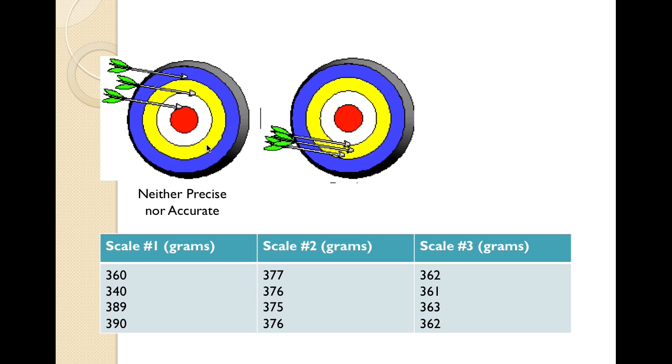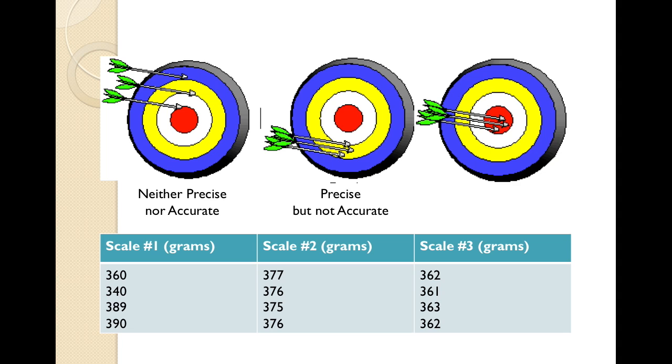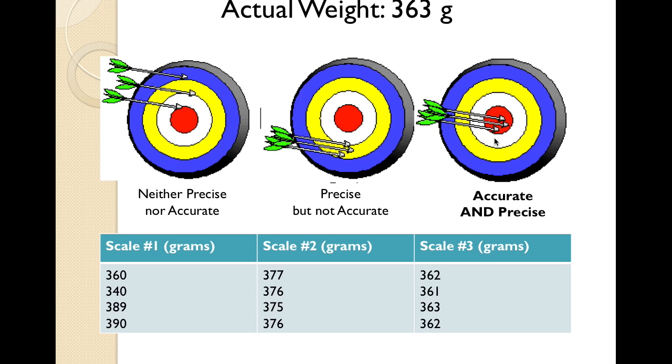In the second scale, we have 377, 376, 375, 376. All of the measurements are very close together, but it's very far off from the 363 grams that we remember that Optimus Prime action figure weighed. This is precise but not accurate. And the last one, which is 363, 361, 363, 360, and 362. This is both accurate and precise to the measurement of 363 for the actual weight of the action figure.